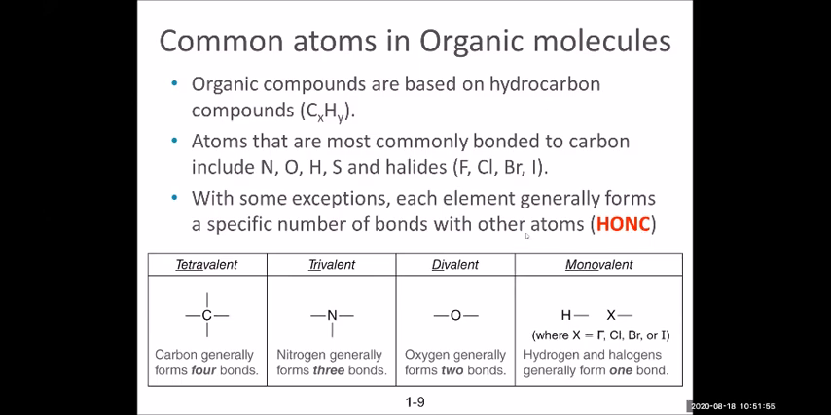And there are some other nonmetals, such as the halogens. They also behave like hydrogen, tending to form only 1 bond. Oxygen and sulfur often form 2 bonds in a compound. We have names for those: tetravalent, trivalent, divalent, and monovalent, for how many bonds each nonmetal can form.